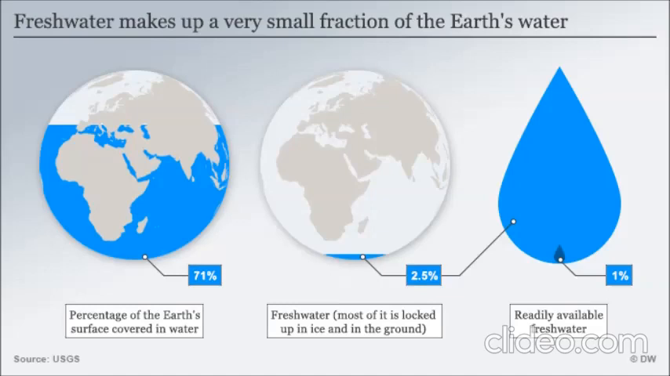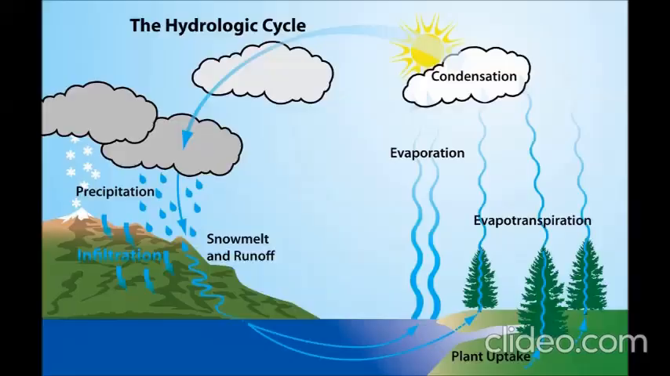What do you understand from this image? Yes, this shows the freshwater proportion on our planet. Slaters, is it not strange that only 1% of water that reaches the earth is useful to human beings? How do we get this water? To understand this, we need to first learn about the hydrological cycle.